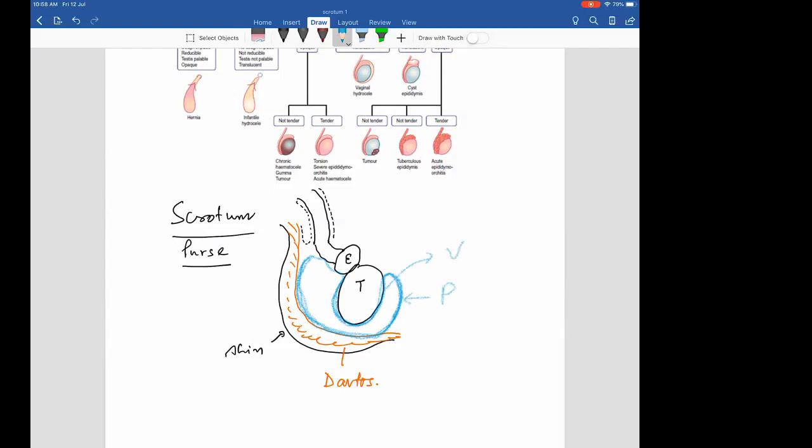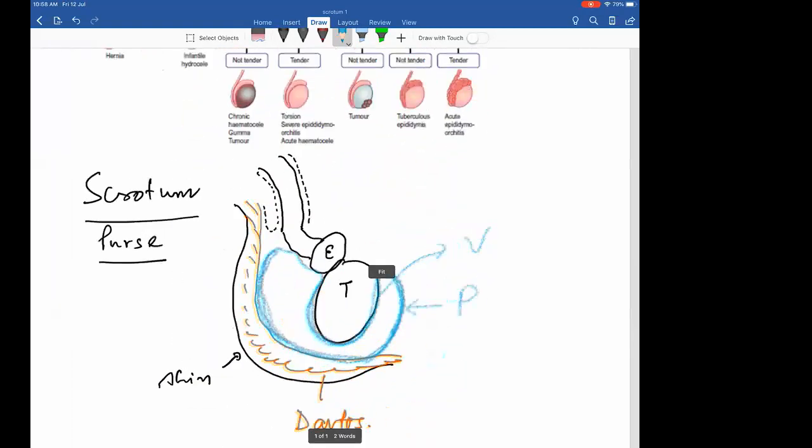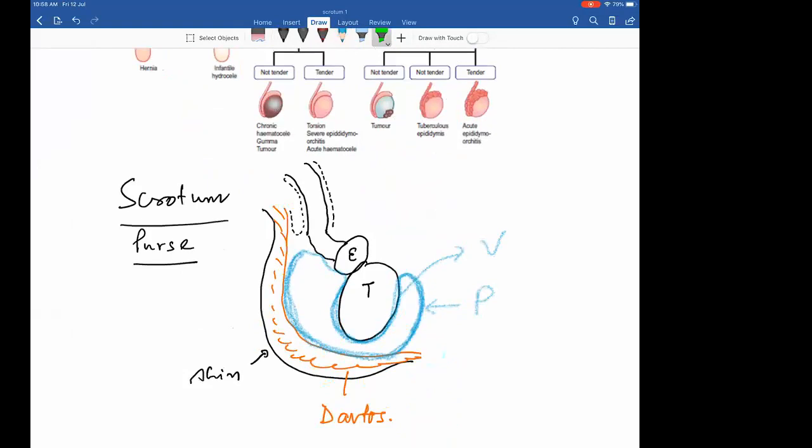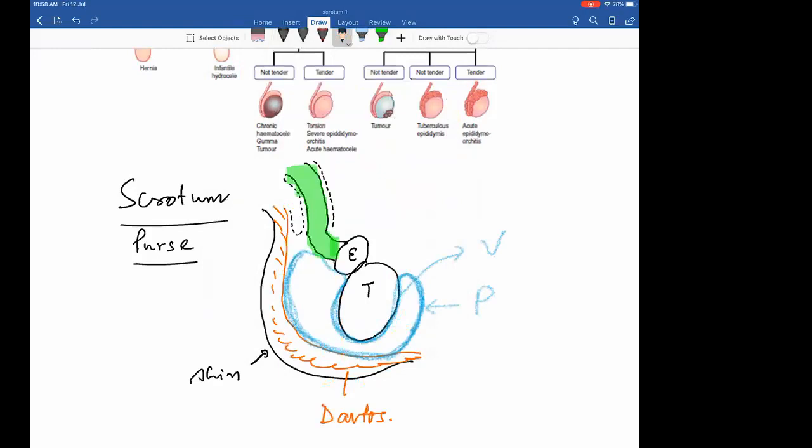Now, in between them you have the testes, and over the testes you have the epididymis, from which the origin of the spermatic cord will usually start, and so this one is the spermatic cord. We will not be talking about the contents of the spermatic cord. If you understand how these things take place, you understand the origin of the testes and the origin of scrotal swellings.